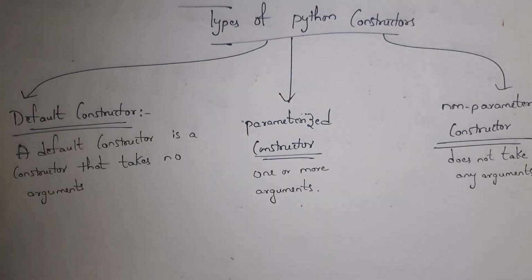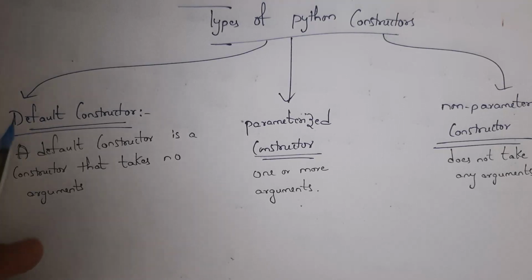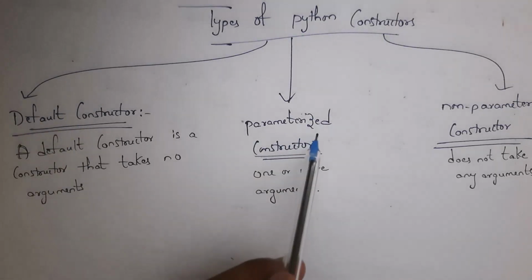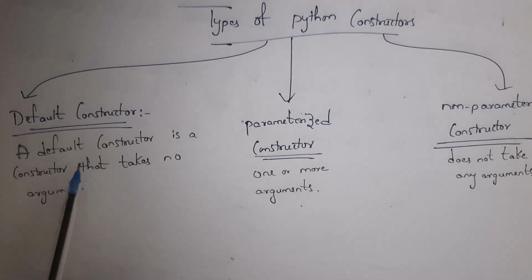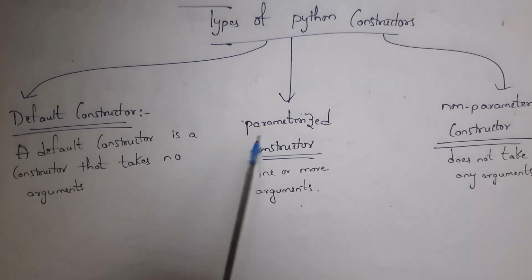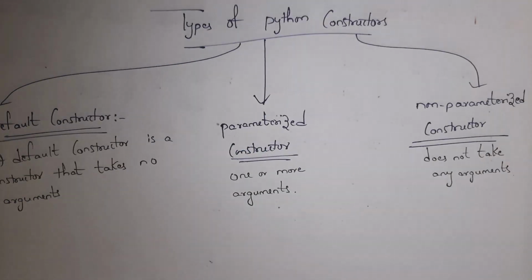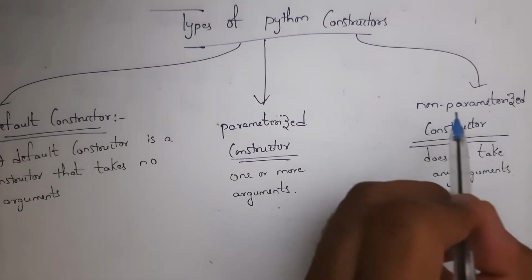Next I will explain various types of constructors. Constructors are classified into three types. They are default constructor, parameterized constructor and non-parameterized constructor. A constructor that takes no arguments is known as a default constructor. And similarly, a constructor that takes one or more arguments is known as a parameterized constructor. And a constructor that does not take any arguments is known as a non-parameterized constructor.